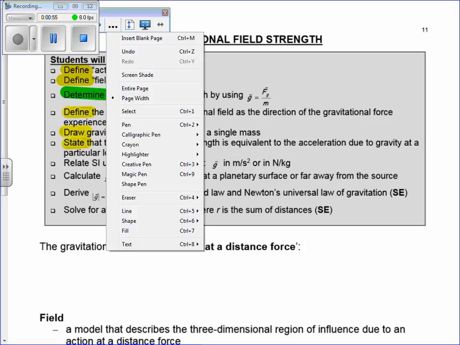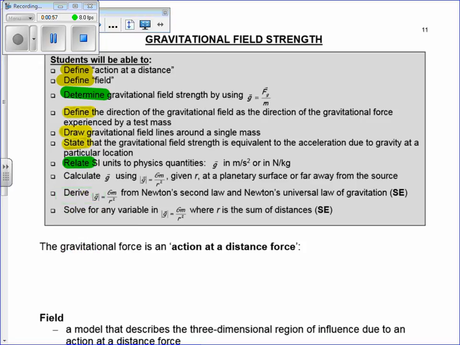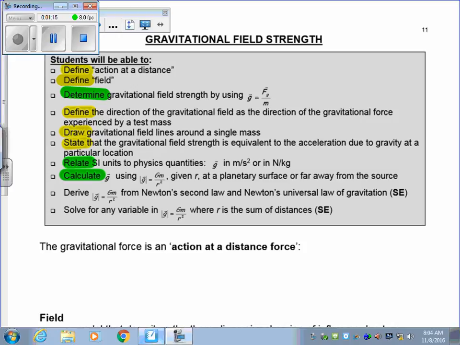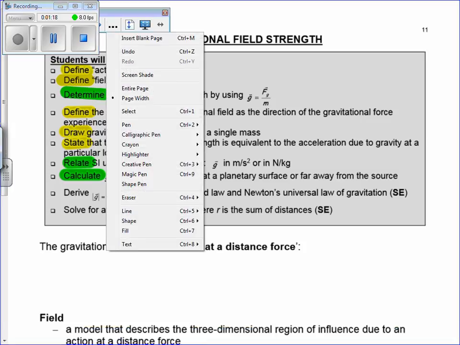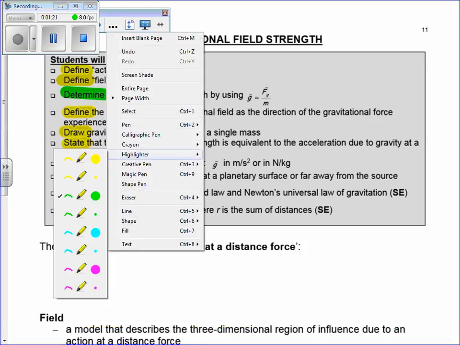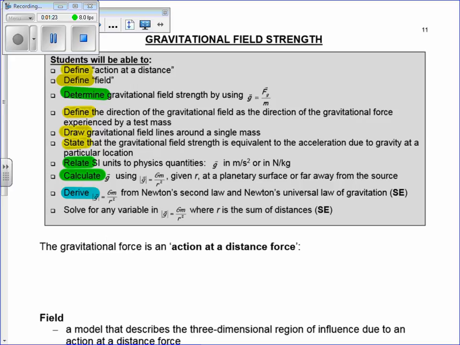Relate metric system units to physics quantities, so that's acceleration due to gravity in meters per second squared or Newton per kilogram. We're going to do a unit analysis to prove they're the same. Calculate gravitational field strength using a new formula, g equals big G times m over r squared. Derive, oops, that's a standard of excellence outcome. I accidentally hit stop instead of highlighter, so hopefully that didn't interrupt it too much. And solve for any variable in the field formula where you have to add distances together to get r.